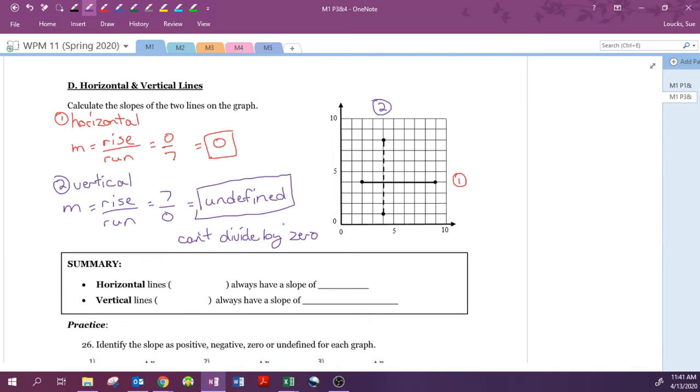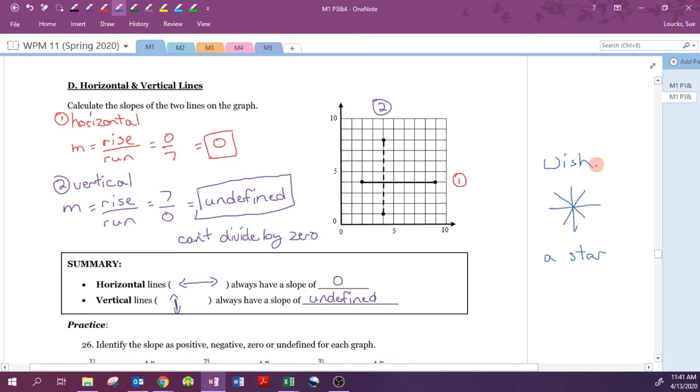So horizontal lines which go like this always have a slope of 0. And vertical lines which go up and down always have a slope of undefined. Okay, and I do have a little trick to help you remember that if you want. You've heard the phrase wish upon a star. So we draw our little graph. Okay, so the line that goes straight up and down is the "upon", so I'm going to write the "upon". So the one that goes up and down is undefined.